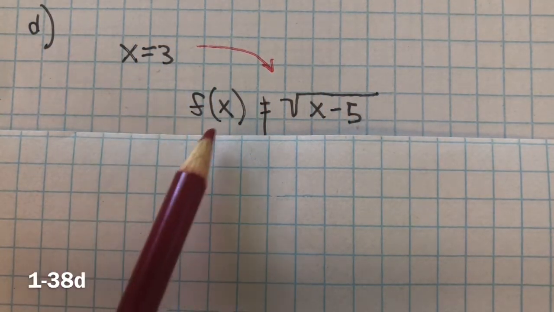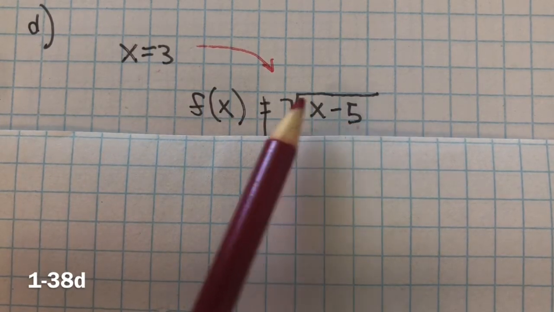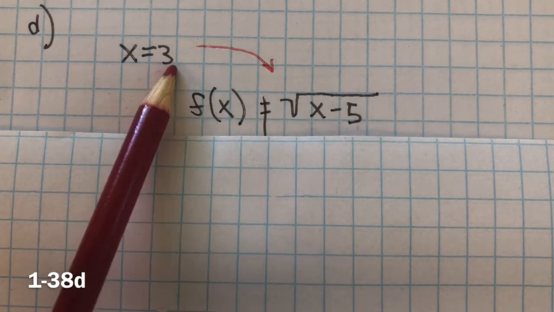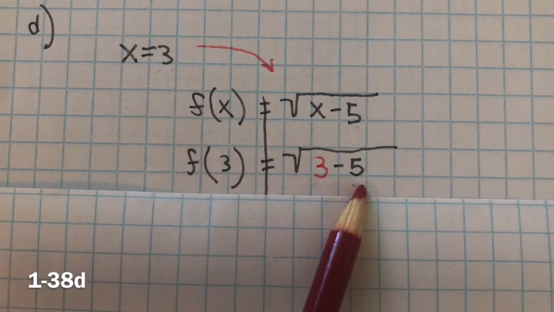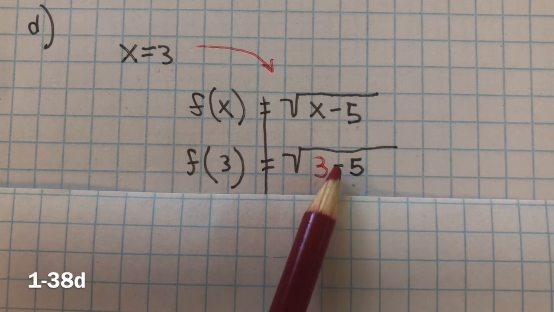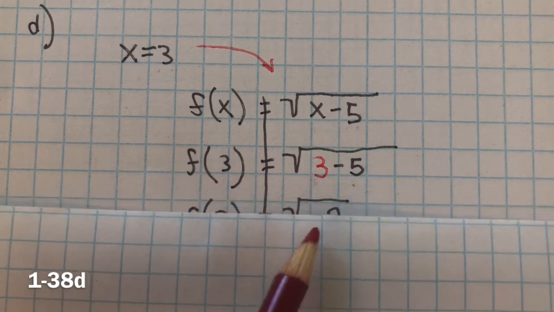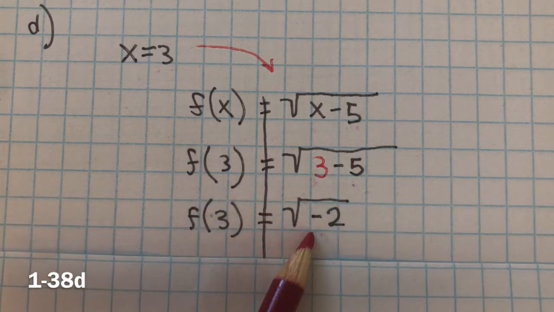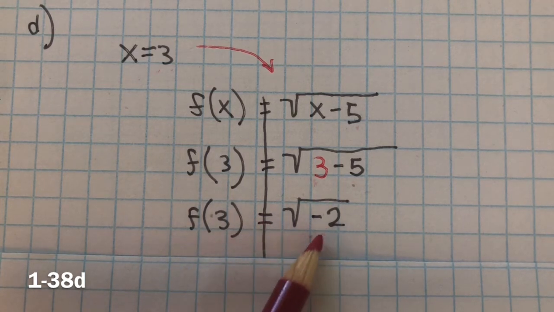We have x equals 3, and we have f of x equals the square root of x minus 5. So we're going to substitute x with the value of 3, and now we have 3 minus 5. Well, we know we have more negatives than positives, so the value is going to be a negative number. 3 minus 5 is negative 2. Now we have f of 3 equals the square root of negative 2.